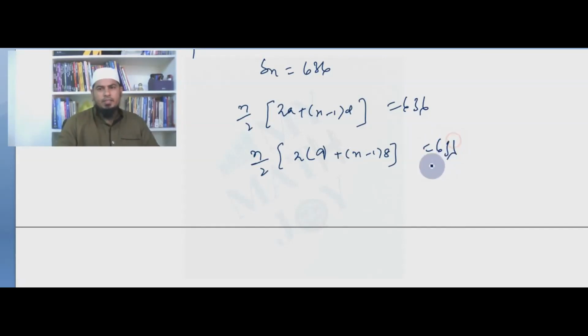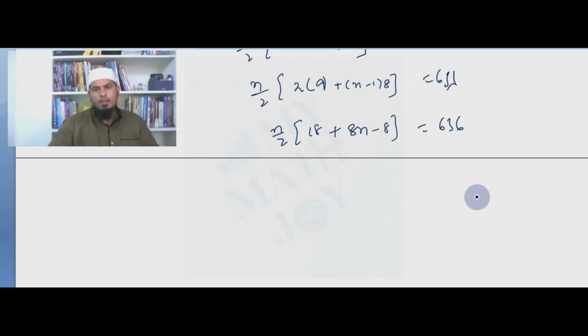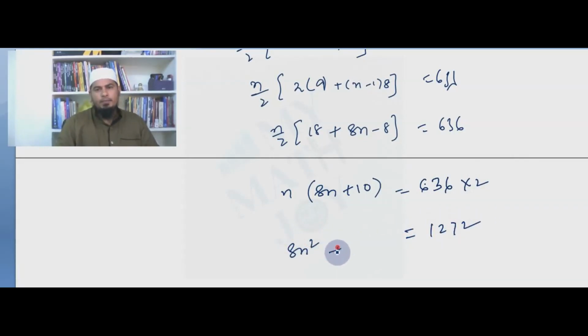Substitute, we'll get n by 2 into 9 times 2, 18, plus 8n minus 8, equals 636. Moreover, 18 minus 8 is exactly plus 10, and 8n. I don't want the denominator 2, so I transpose it to the other side. It will become 636 times 2, which is 1272, and 8n square plus 10n.